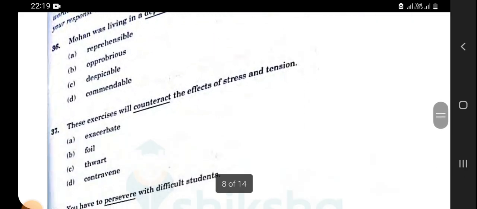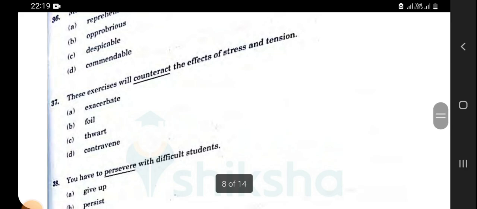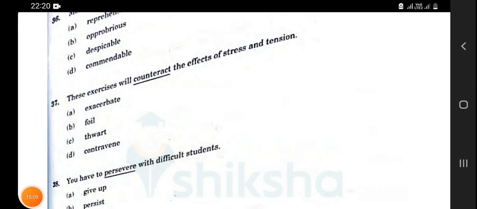37: these exercises will counteract the effects of stress and tension. The meaning of the word counteract means when something is decreasing, when you are going through some sort of health hazard and it is decreasing, for that we use the word counteract, and the antonym of the word will be exacerbate.